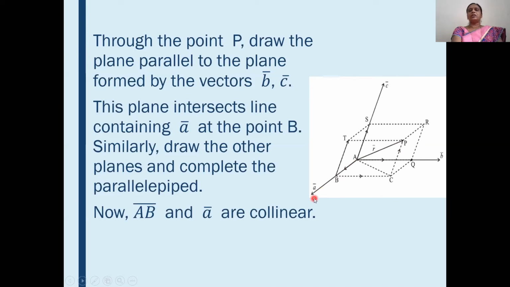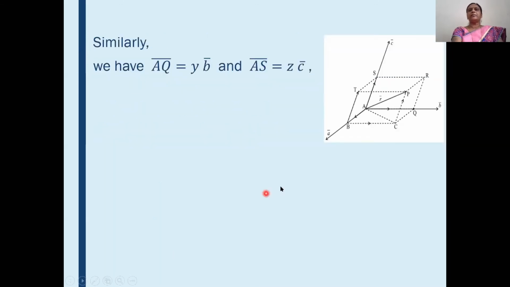Now, see from the figure, AB bar and this a bar are collinear vectors. They are along the same line. Therefore, AB bar and a bar are collinear vectors. And according to the definition of collinear vectors, there exists a scalar x such that AB bar can be written as x times a bar. Similarly, see here, AQ bar and b bar are collinear vectors. Therefore, there exists a scalar y such that AQ bar can be written as y times b bar.